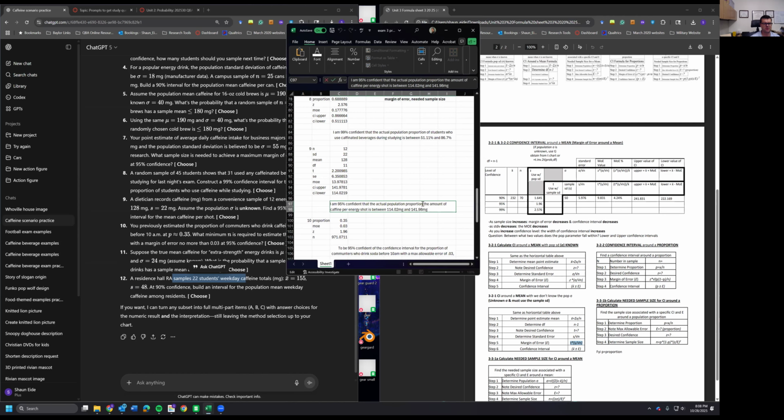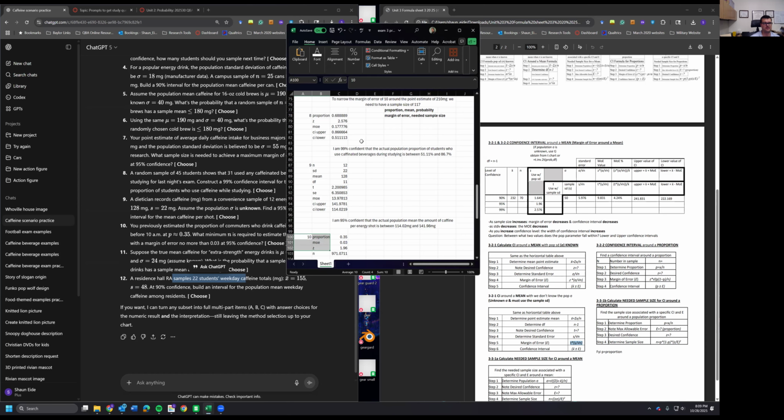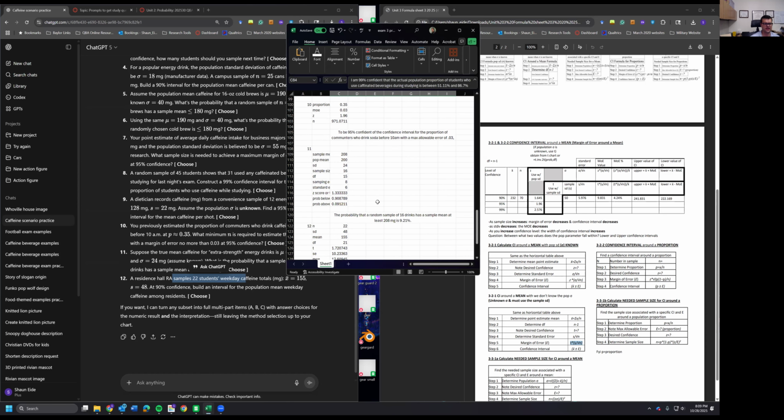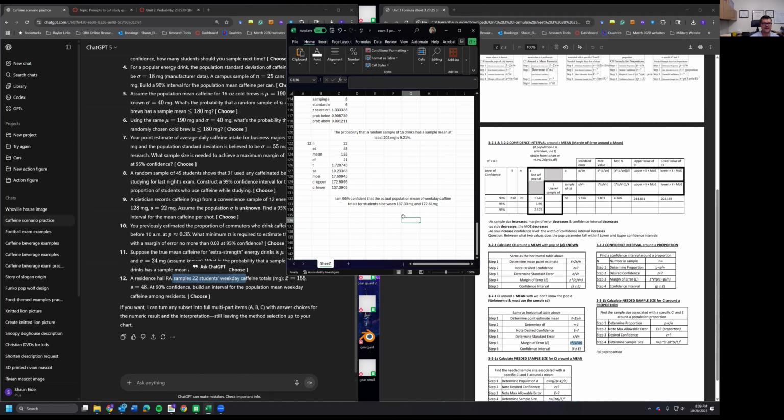Here I put population proportion. I did not mean to put population proportion. I meant to put population mean for this one. So number 9, the explanation should say population mean. I am 95% confident that the actual population mean of the amount of caffeine per energy shot is between 114. Okay. And then this one, number 10 is proportion. I think I copied from above here and I didn't change it. Okay, so I'm 95% confident that the actual population mean is between 137 and 172. So that's how you would write that up.